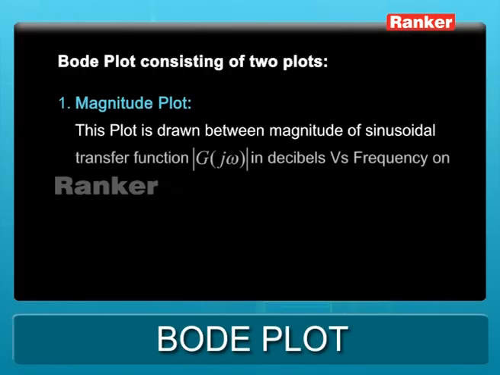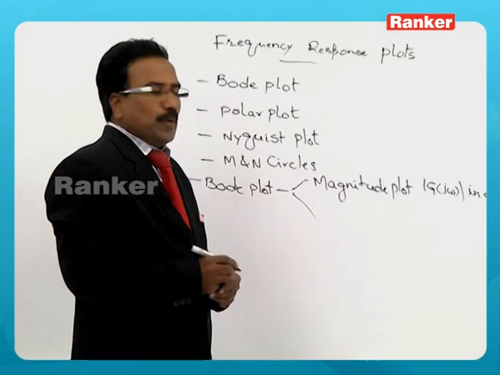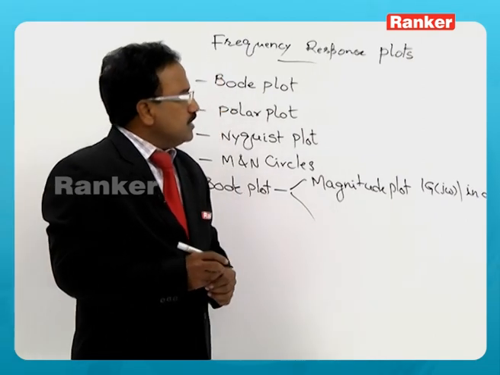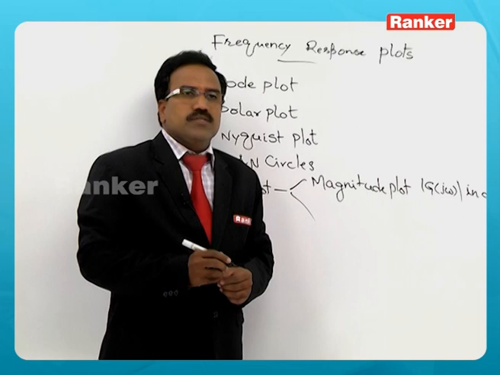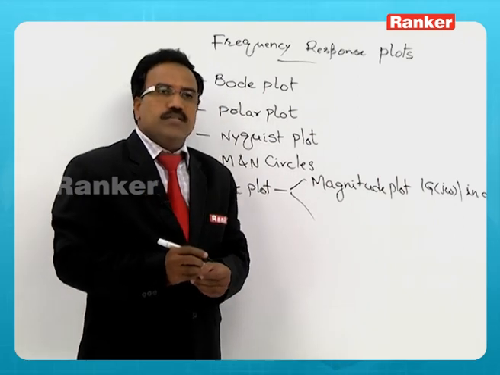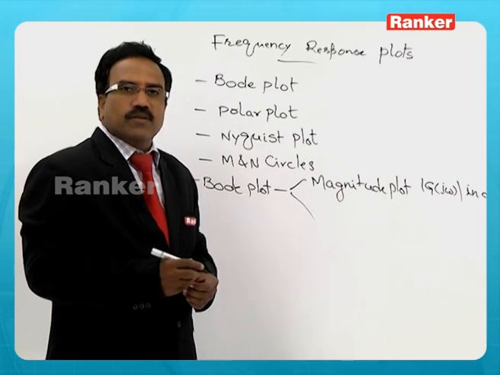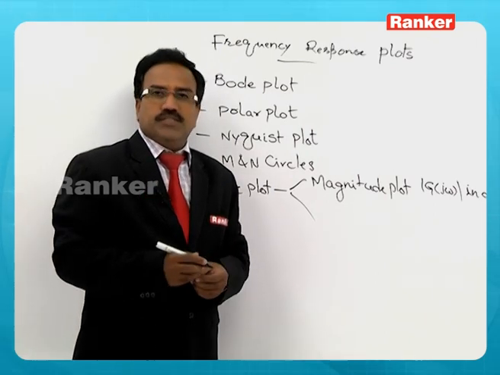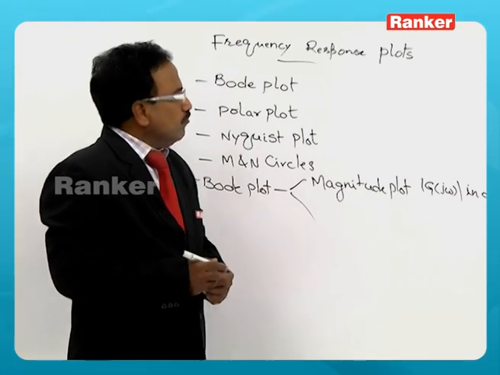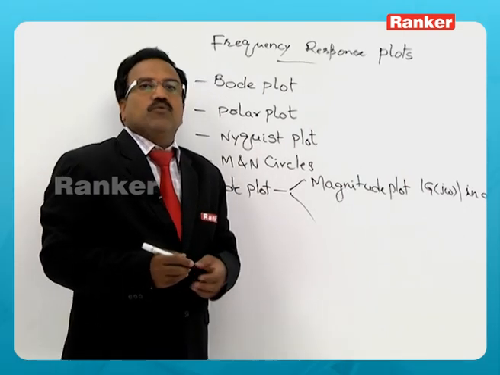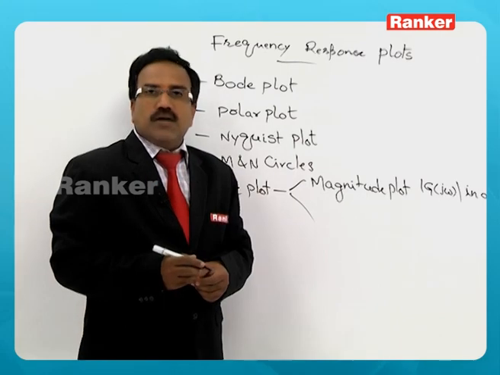One is the magnitude plot. This plot is drawn between the magnitude of the sinusoidal transfer function in decibels versus frequency on log scale. The reason for taking frequency on log scale is that a wide range of frequencies can be considered for the analysis of the system. We can see how the magnitude variation takes place over a wide range of frequencies. So, log omega, frequency, is on log scale.